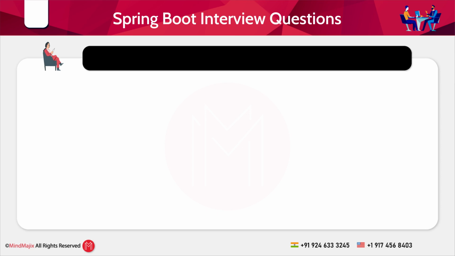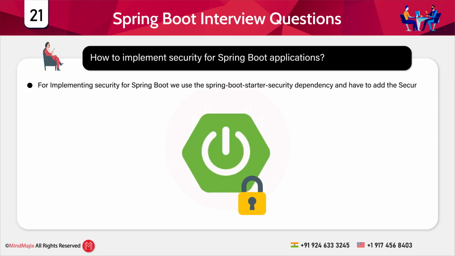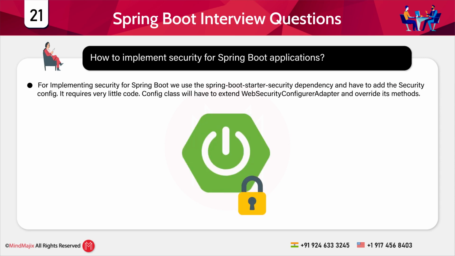These are the questions related to logging, security, authentication, or any integrations. On these topics, question number 21 is how to implement security for a Spring Boot application. To implement security, we need to work with one starter dependency. The dependency name is spring-boot-starter-security.